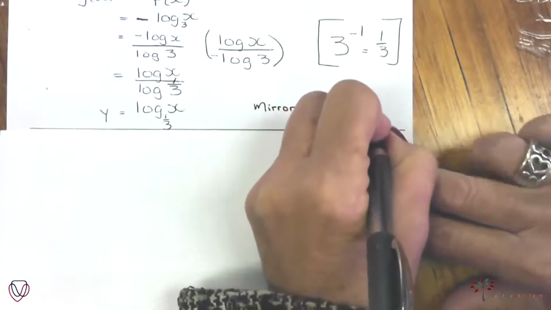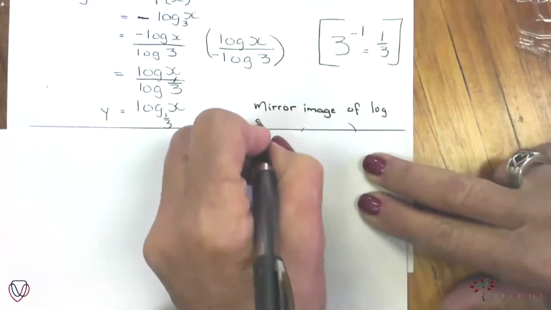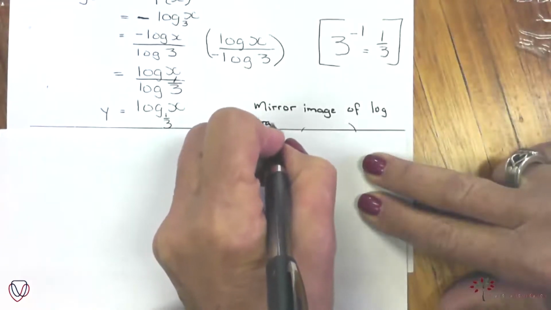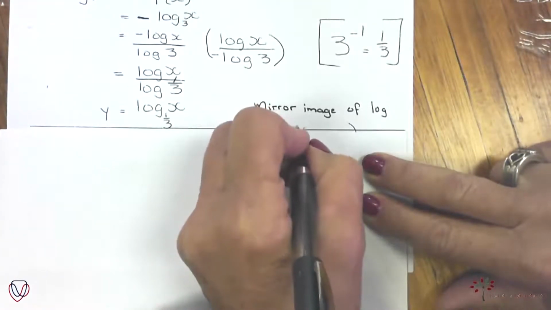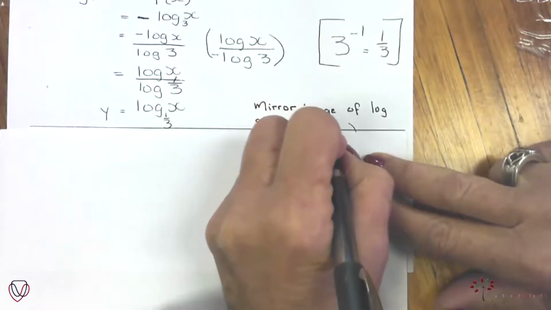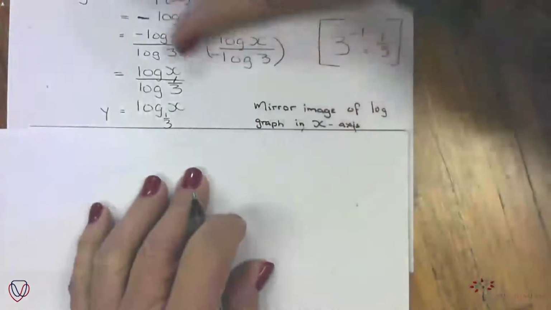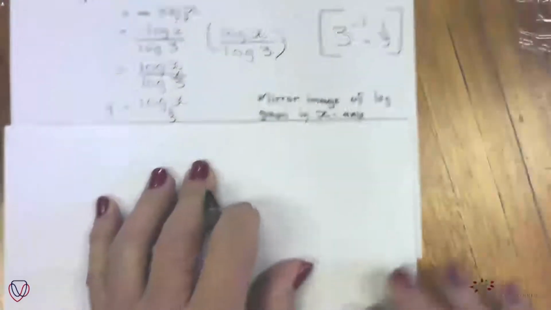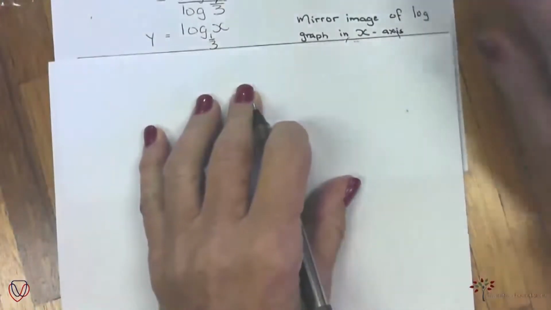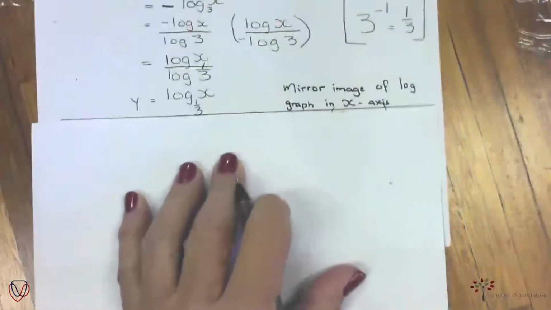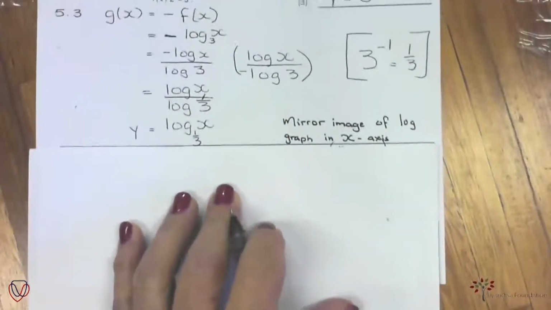of log graph in x-axis. That one? Okay. That means the y changed signs. Okay. People, have you got that one?